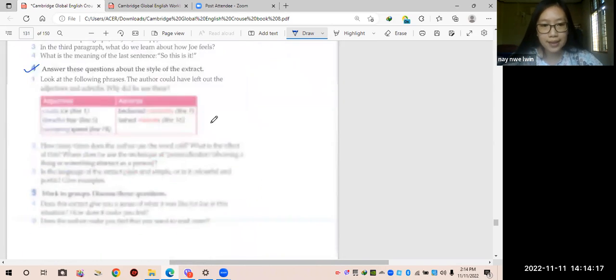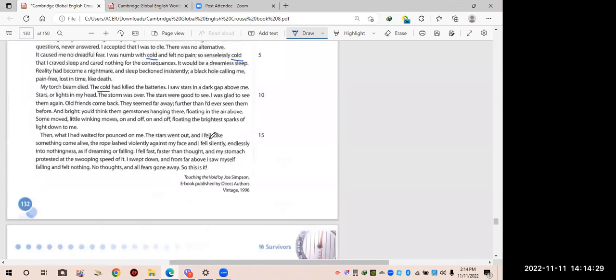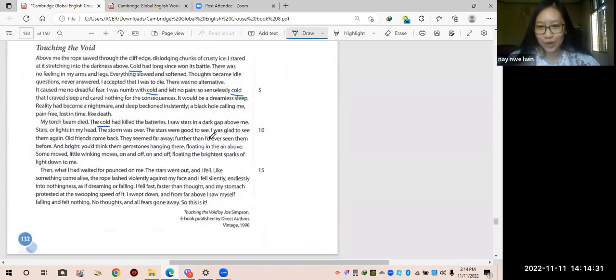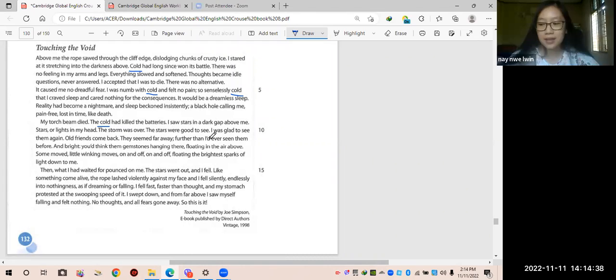So what is the effect? The question is, what is the effect of repeating the word cold again and again? It becomes colder. Yes, and he makes the reader feel the cold. He makes the readers feel cold, okay?